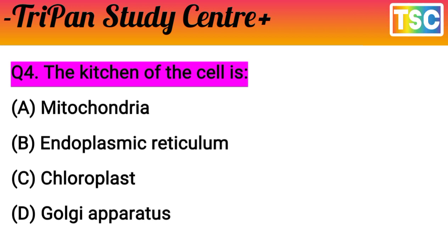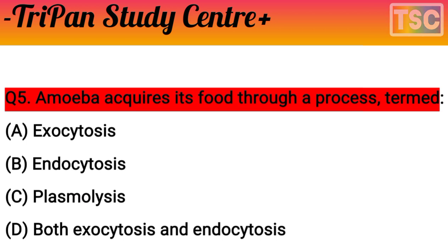Option C, chloroplast is called the kitchen of the cell because they are involved in the photosynthesis of food. They have a green pigment called chlorophyll. So they are called kitchens of cells. It means option C is correct. And let's see the next question here. Next question on your screen.